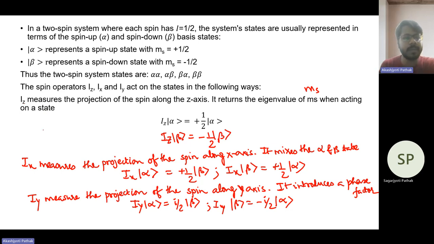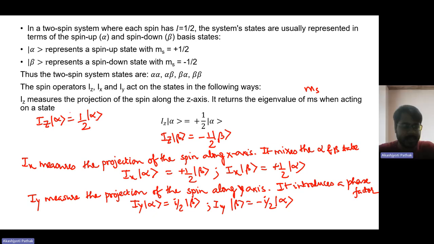So remember what happens when the Iz operator acts on a nuclear spin state: it returns the magnetic quantum number of that state. For the alpha state, the magnetic quantum number is plus half, so we get half alpha. Similarly, when Iz acts on the beta spin state, the magnetic quantum number is minus half, so we get minus half beta.